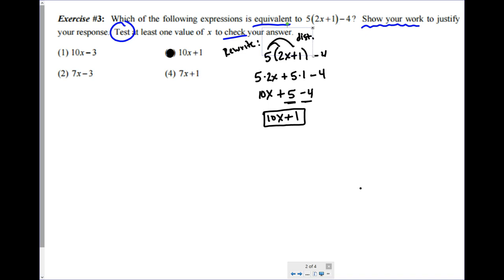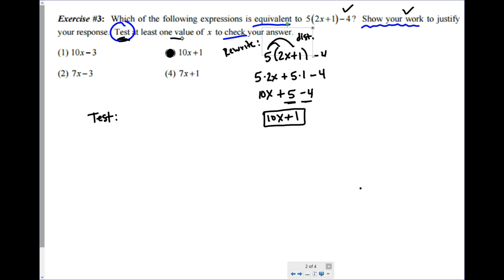Is that all this problem wants me to do? No. Did I show my work? Yes. Did I find the right answer? Yes. Have I done the test yet? This right here? No. So I'm going to write test over here. And it says test at least one value of x.